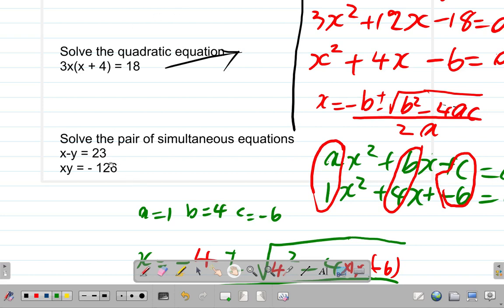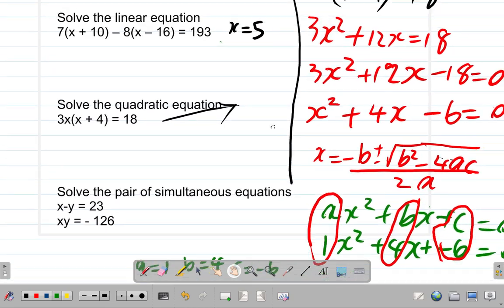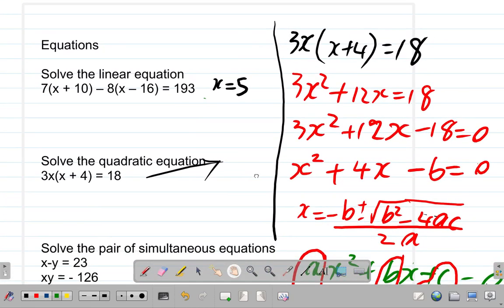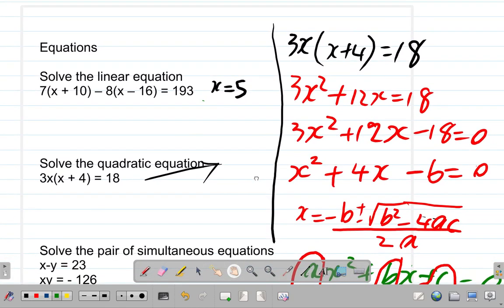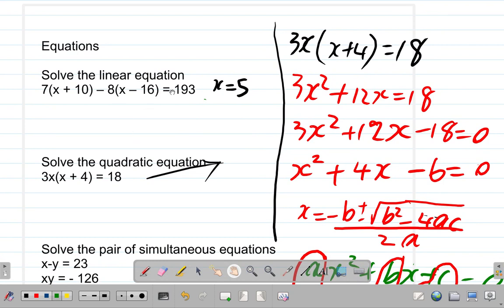Okay, we are ready to solve this pair of simultaneous equations. Remember that these questions will help you in answering the assignment questions which I have placed for you under the topic equations.